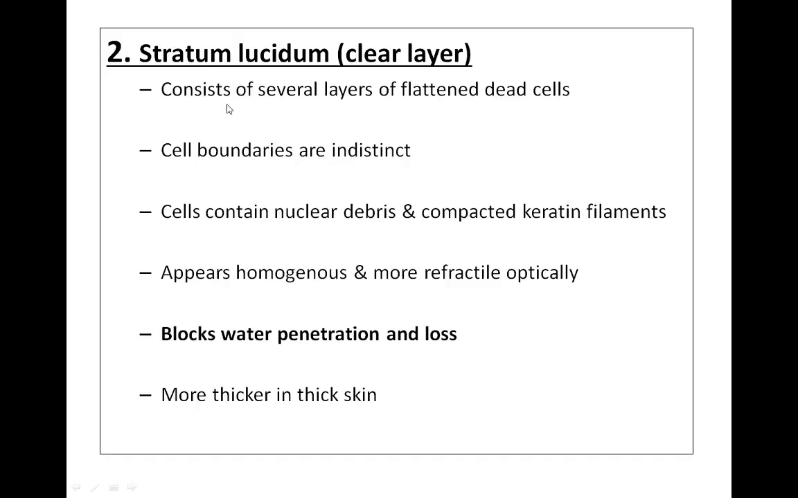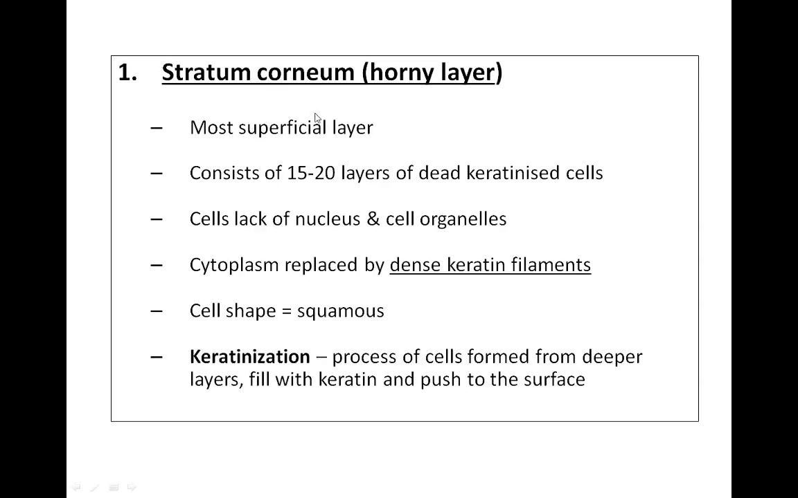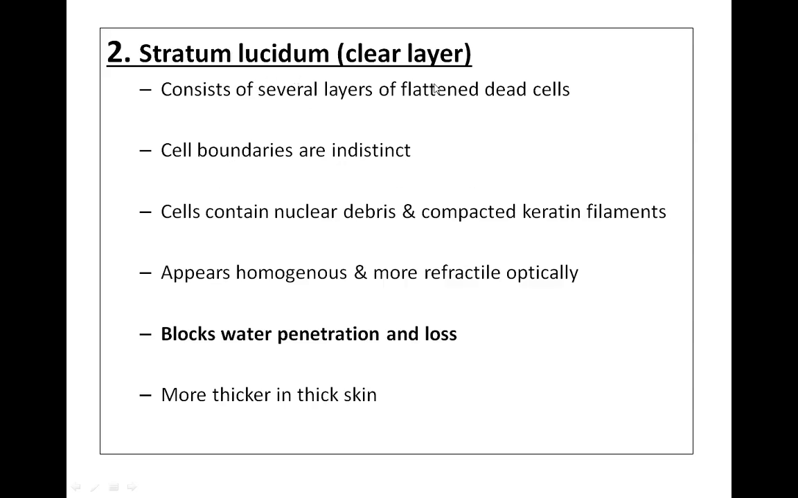Okay. Then the second layer is stratum lucidum, which is the clear layer. It consists of several layers of flat cells, but again dead cells. From superficial, the first layer is your stratum corneum. Second is your stratum lucidum, which is a clear layer. That is why it is called lucid. So cell boundaries are again indistinct. Then cells contain nuclear debris. That means cells are going to die. Before dying, that is our stratum lucidum.